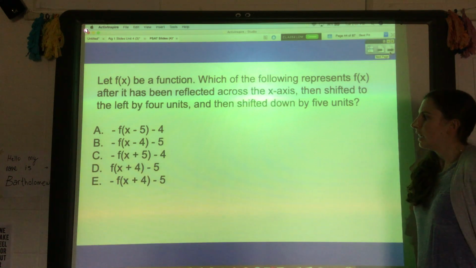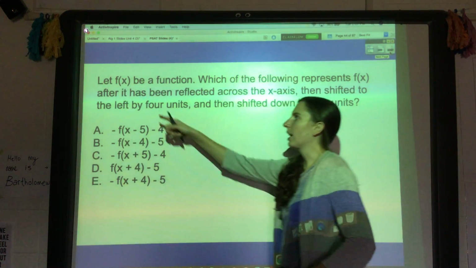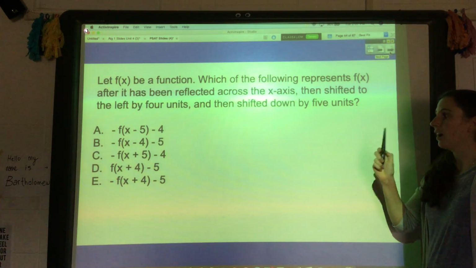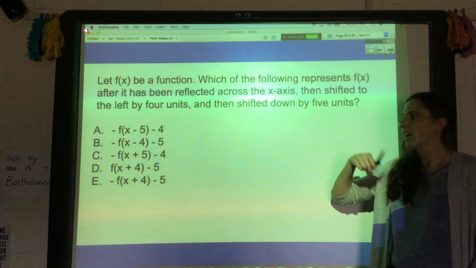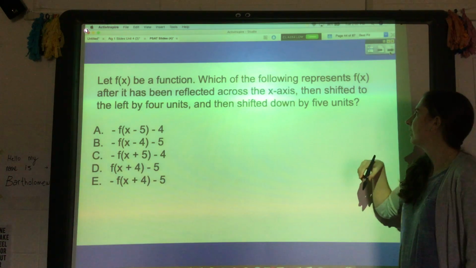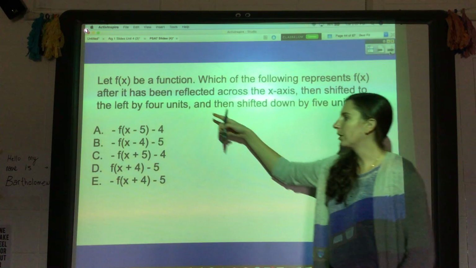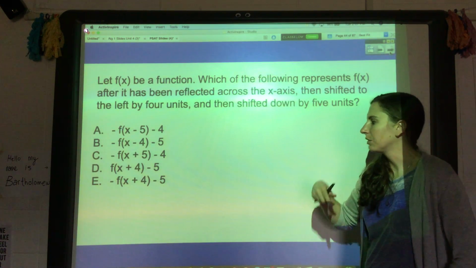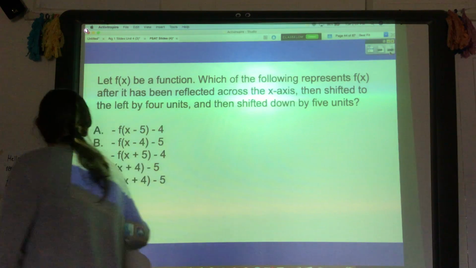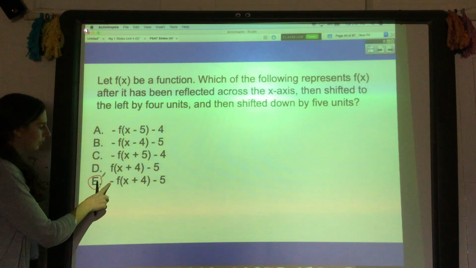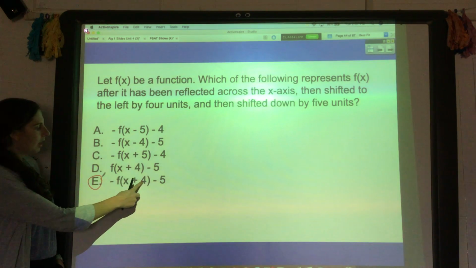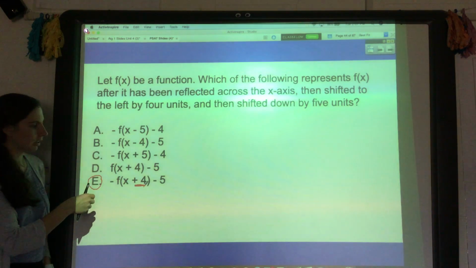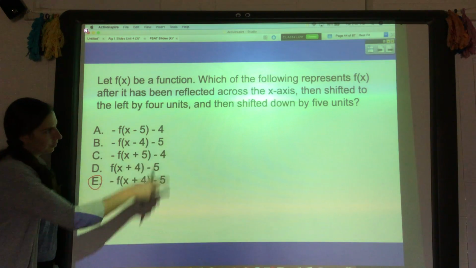All right. In this case, we're just going to use a generic f of x as our function. Which of the following represents f of x after it's been reflected across the x-axis, so put a negative in front, and then shifted left by 4 units, so that'll be right in there with the x, and then shifted down 5. The answer would be this one. The negative reflects it. The plus 4 here moves it left 4, because in the parentheses is opposite of what you would expect. And then the minus 5 moves it down 5.